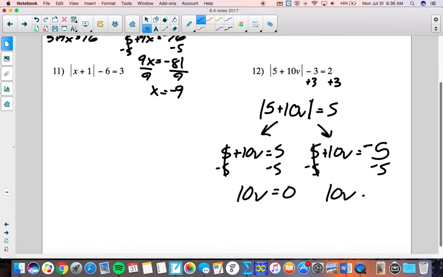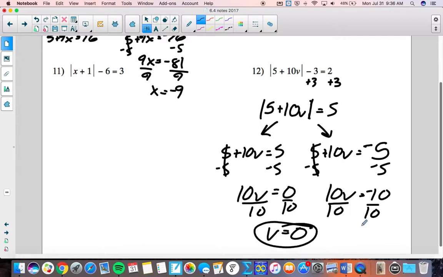-5 minus 5 is -10. Your number that it's getting set equal to, the expression it's getting set equal to, should be different on the left split versus the right split. Now divide by 10, divide by 10. One solution is 0. One solution is -1.